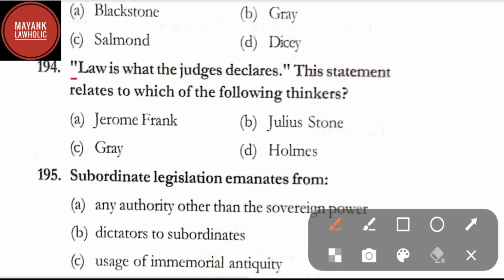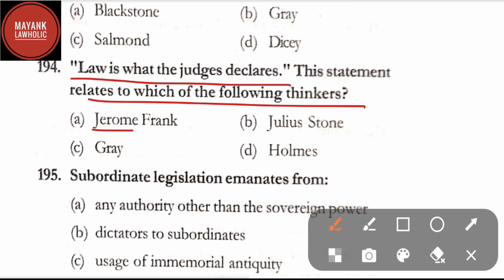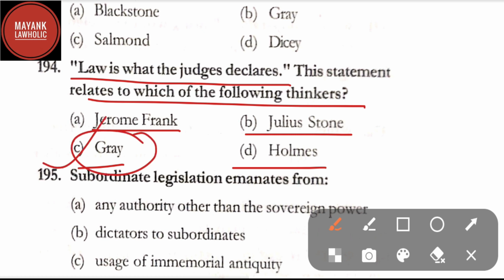Question number 194. Law is what the judges declare. This statement relates to which of the following thinkers? Option A, Jerome Frank, option B, Julius Stone, option C, Gray, and option D, Holmes. Here in question number 194, the correct answer is option C, that is Gray.